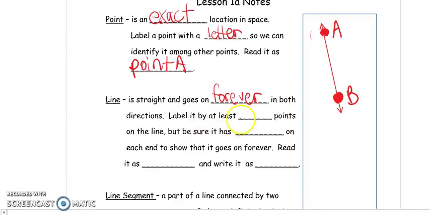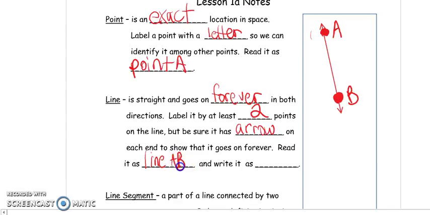Label it by at least giving it 2 points. So here we have point A and point B. They don't have to be exactly at the end of the line. They could be in the middle. This line could even come longer. But we definitely want to give it 2 points to label it. But we need to make sure that it has the arrow on each end to show that it goes on forever.